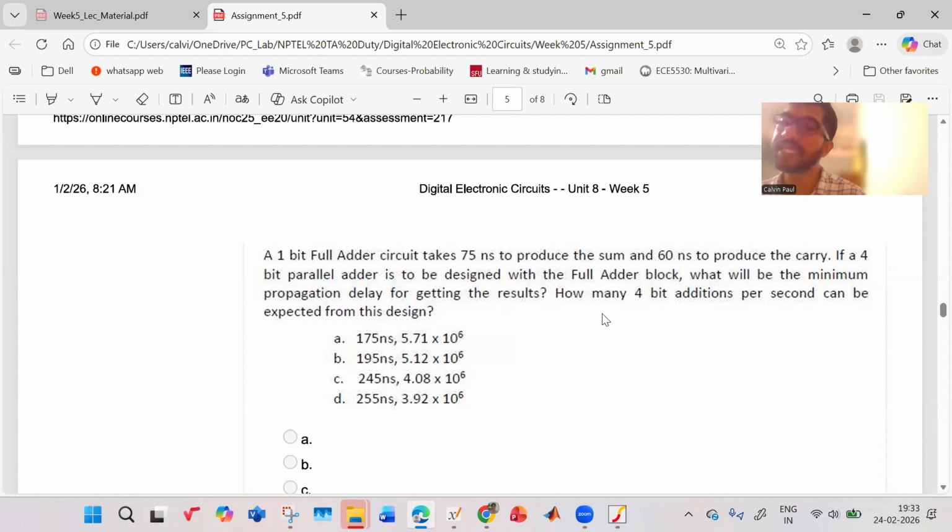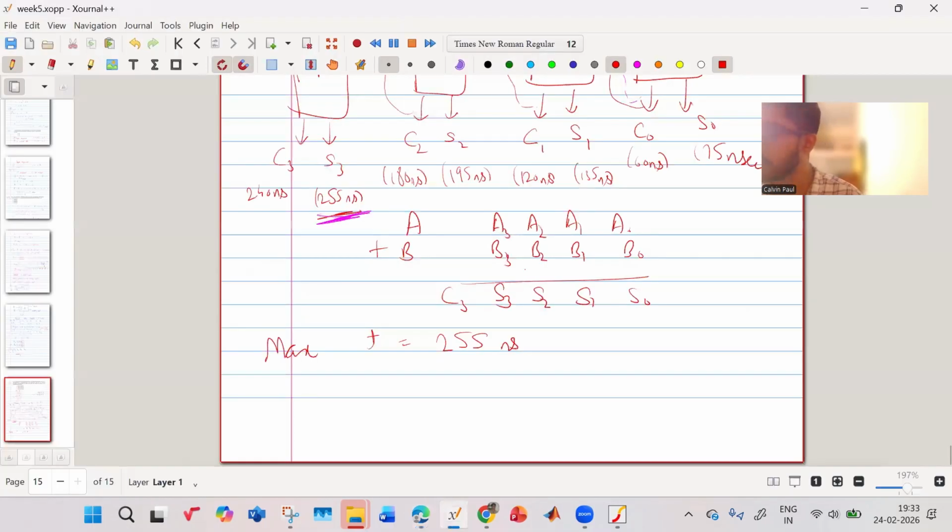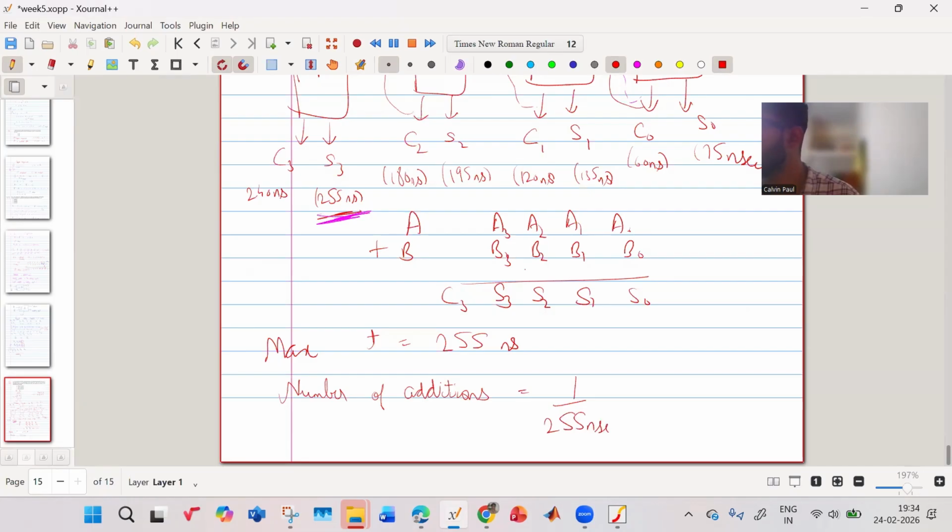And how many 4-bit additions per second can be expected from this design? If you want to go at the limit, that is, it does one addition, and immediately after it does one addition, you start the next addition, next addition, next addition. At that rate, the number of additions which you can do would be equal to 1 upon 255 nanoseconds, right? 1 upon 255 into 10 to the power minus 9.